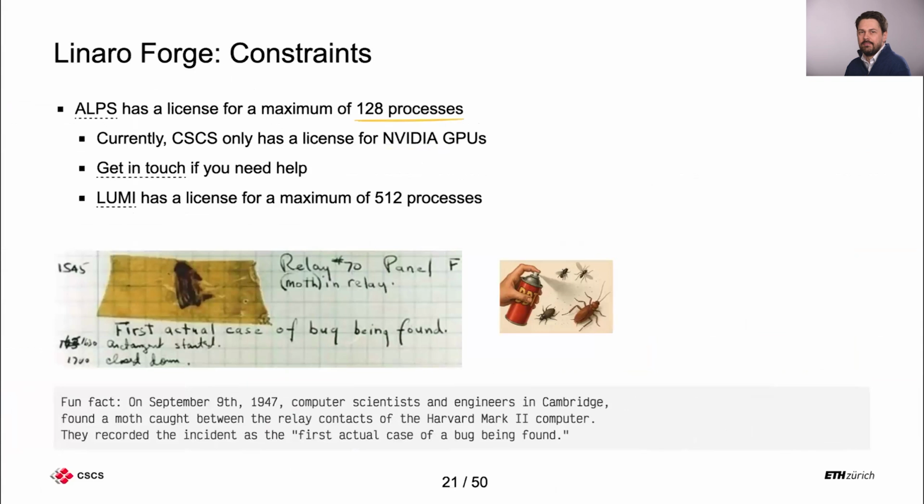Just a few things. It's a licensed product, so CSCS is limited to 128 processes. It's a shared license, so if we have too many users, then you will have to be patient. If you really want more, then please get in touch with us. We can discuss. We currently have a license only for NVIDIA GPUs, not for AMD GPUs, but on Lumi it's possible to use the same tool.